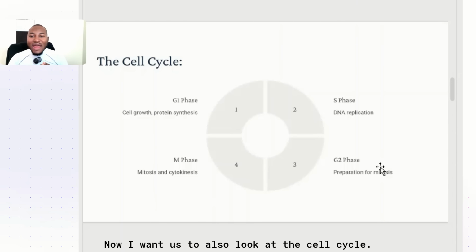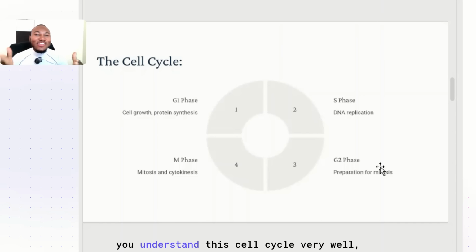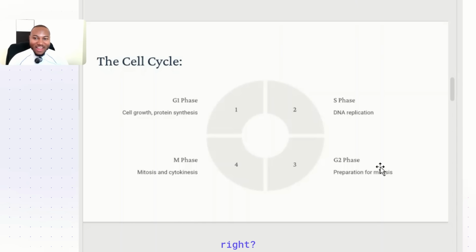Now, I want us to also look at the cell cycle. The cell cycle is very important, extremely important, because when you do pharmacology of anti-cancer medications, you understand this cell cycle very well, right? And it's also very important in genetics. Now, I'll be very brief. The cell cycle has different phases. We have the G1 phase, the S phase, the G2 phase, and the mitotic phase, which also contains the cytokinesis.